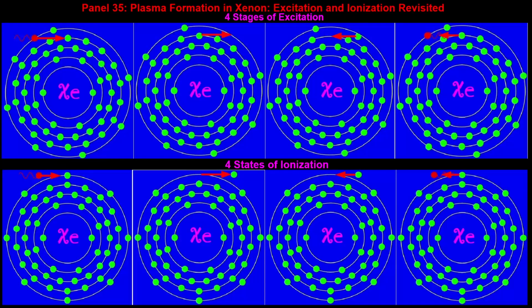The 4 excitation stages show energy shifts, while the 4 ionization stages depict plasma formation. Photoexcitation energizes electrons, shifting them to higher states, while photoionization ejects electrons, forming xenon ions. Plasma formation is primarily driven by ionization, as charged particles accumulate and enable conductivity. An alternating electric field reinforces these transitions, intensifying the plasma glow.